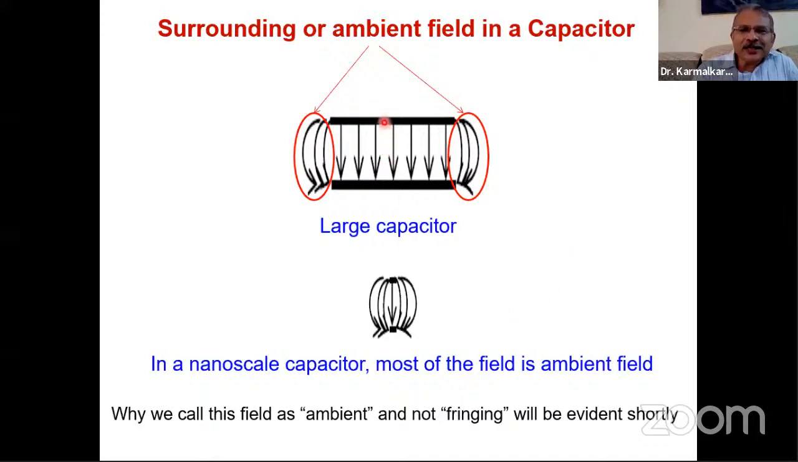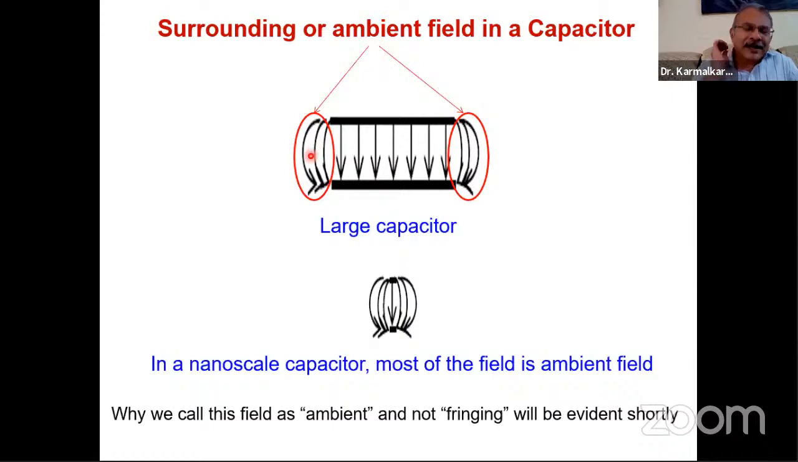Now reduce the size of the capacitor. Suppose you reduce the plate size, make it small like this. You can see that the number of vertical lines has reduced, but the fringing lines have not changed. So most of the field now is due to fringing or the surrounding field. That is the nature of the field in a nanoscale device. The surrounding field effect seems to dominate, whereas in a bulk device, surrounding field effects are not considered.